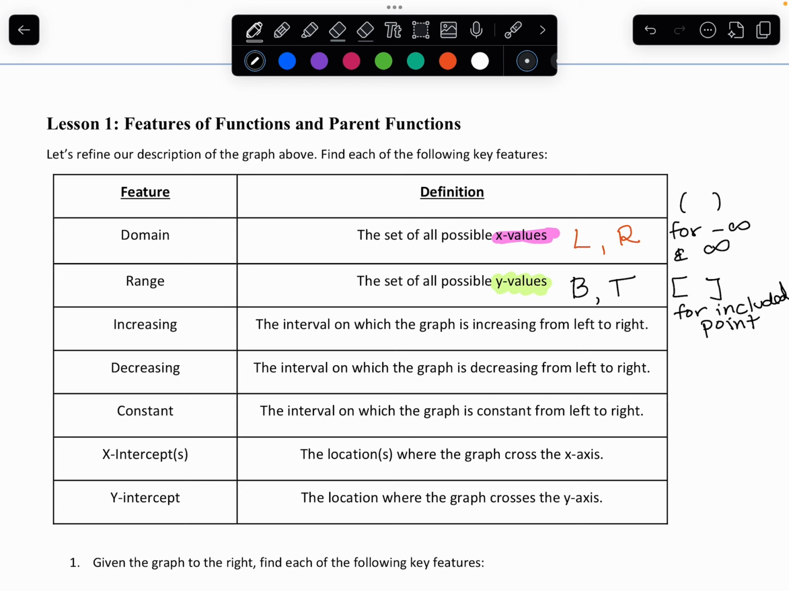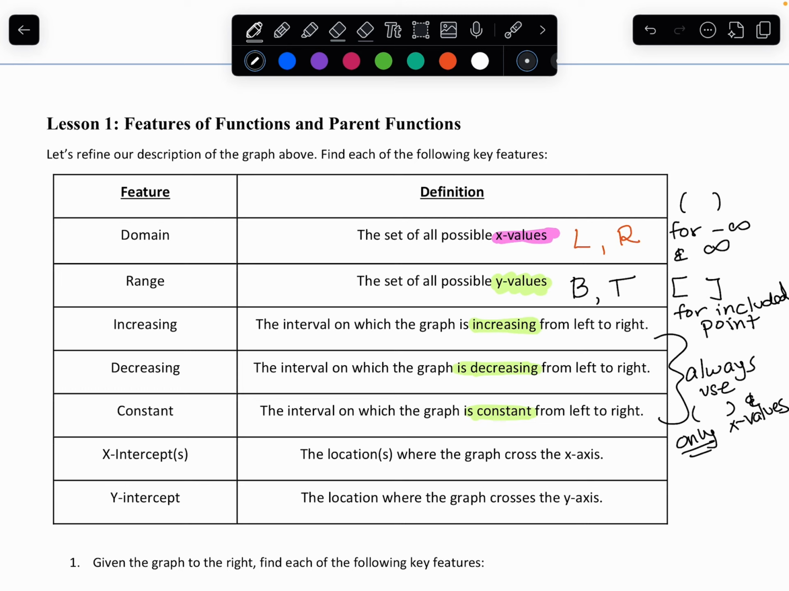We then have this next thing called increasing, decreasing, and constant. This is where our graph is going to be increasing, going up, decreasing, going down, or constant where our graph is flat. Now, as a reminder for all three of these, always use parentheses and only x values.